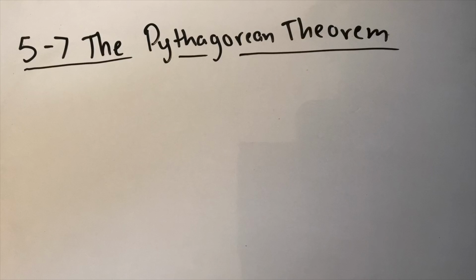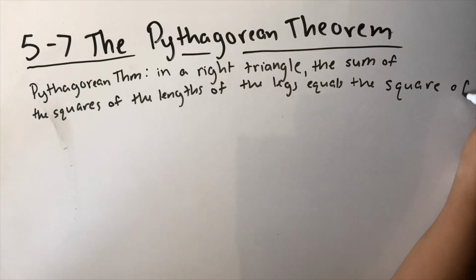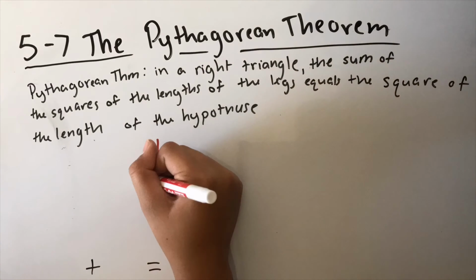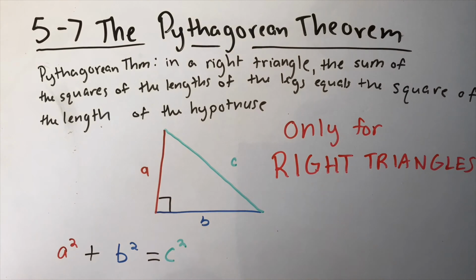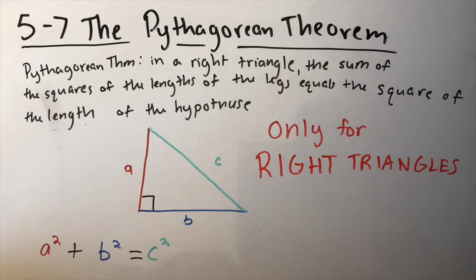Chapter 5, Lesson 7, the Pythagorean Theorem. The Pythagorean Theorem says in right triangles that the sum of the squares of the lengths of the legs is equal to the square of the length of the hypotenuse. Just to clarify, in right triangles only. The algebraic way of putting those words is a squared plus b squared equals c squared.